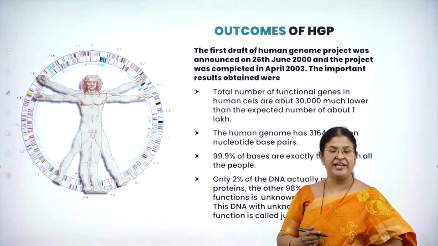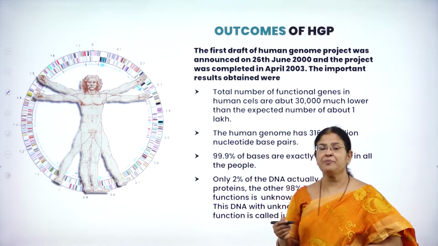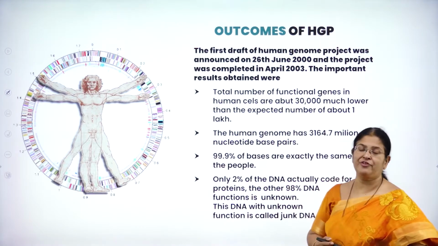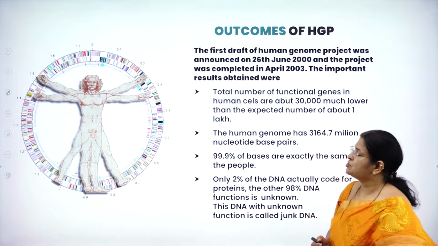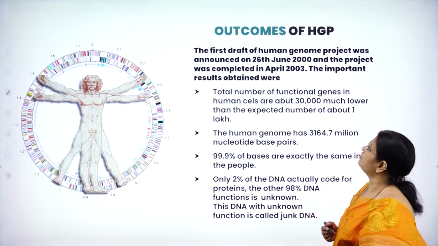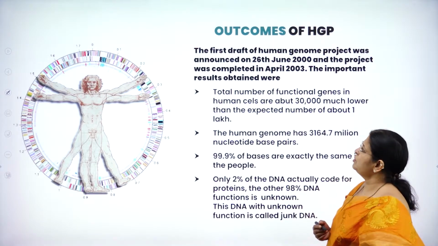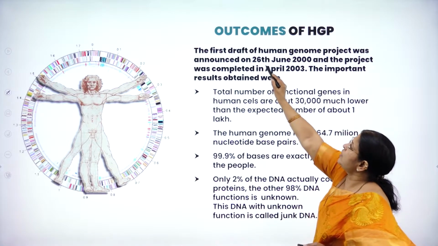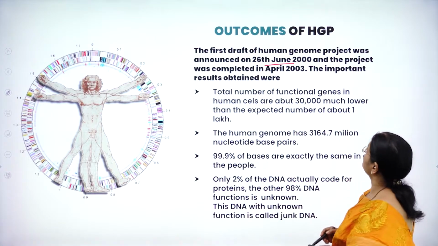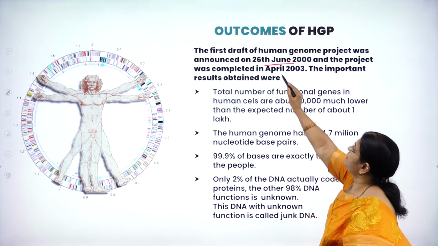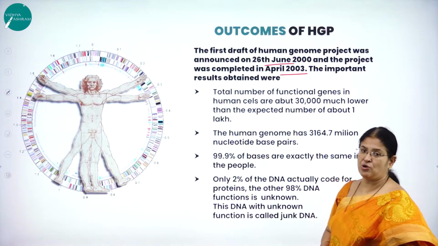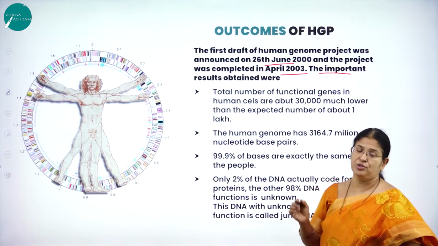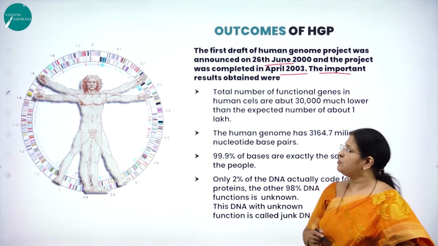Before I move on to DNA fingerprinting, the continuing part of Human Genome Project: what are the outcomes of the Human Genome Project? The first draft of the Human Genome Project was announced on 26th June 2000 and the project was completed in April 2003. What are the important results that have been obtained through this project?